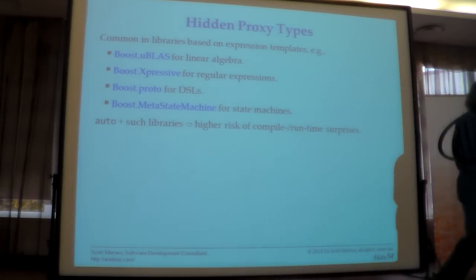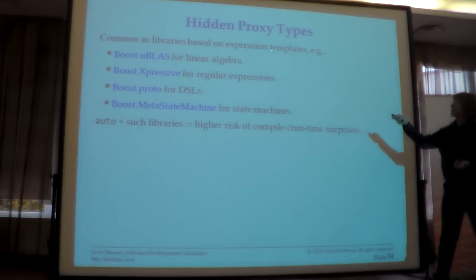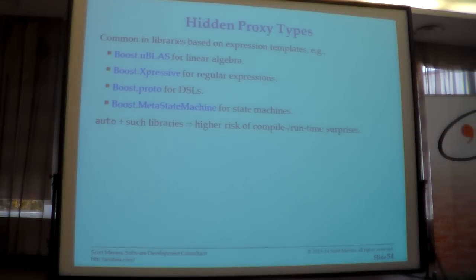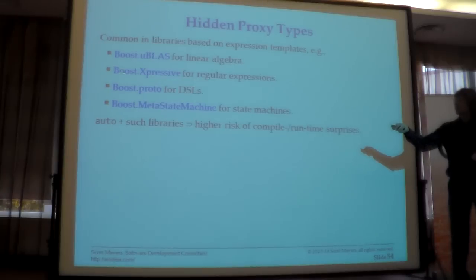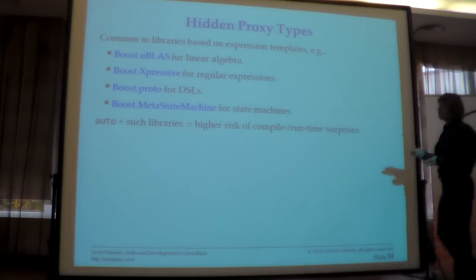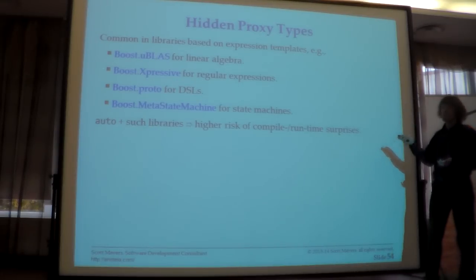So again, the example that I'm giving you is vector of bool only because you can look it up in the header files. But I want to point out that it is very common in libraries based on expression templates. I went to the Boost libraries just because Boost is a well-known repository of libraries. Boost.uBLAS, Boost.Spirit, Boost.Proto, Boost.MSM, the Meta State Machine. All of these libraries use hidden proxy types. It is not an uncommon implementation technique in certain kinds of libraries. Which means if you use auto with these kinds of libraries, then you have a higher risk of compile and runtime surprises.